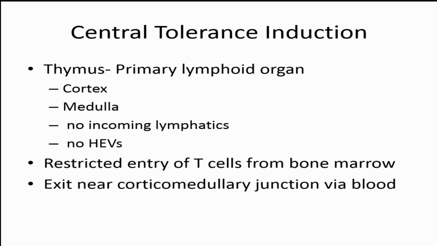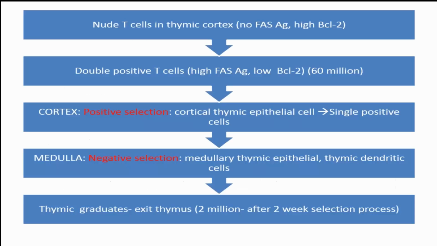However, the cells that are destined to become T cells come from the bone marrow and enter the thymus. Not all the cells come into the thymus. So there is a restricted entry, even though there are no HEVs. And then once the training is done, these thymocytes, developed T cells, exit near the corticomedullary junction via blood. However, this information is just evolving, so we don't know a lot about how the cells enter and exit the thymus.